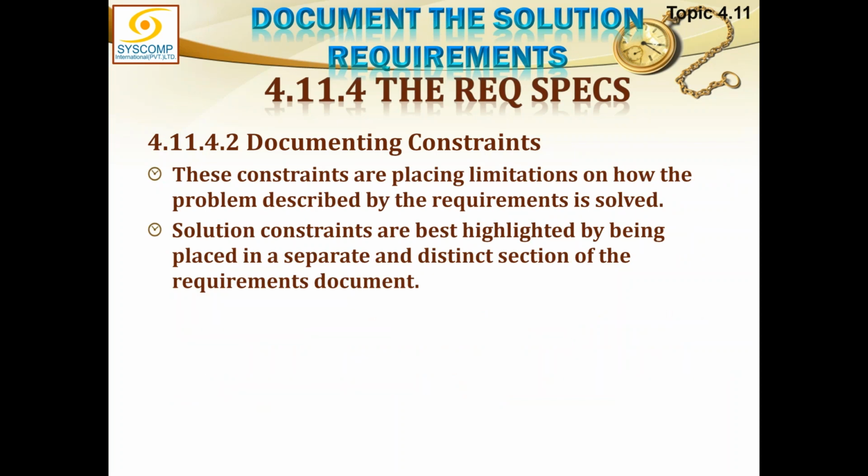These constraints are placing limitations on how the problem described by the requirements is solved. So requirement is looking for the solution, whereas constraints are placing limitations, hurdles in the way of the work. Solution constraints are best highlighted by being placed in a separate and distinct section of the requirement document. Therefore, the solution constraints should be placed in a separate box within the requirement document.